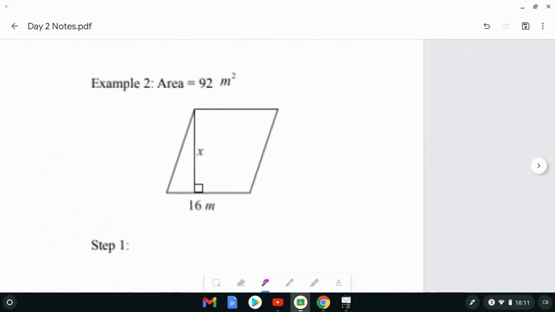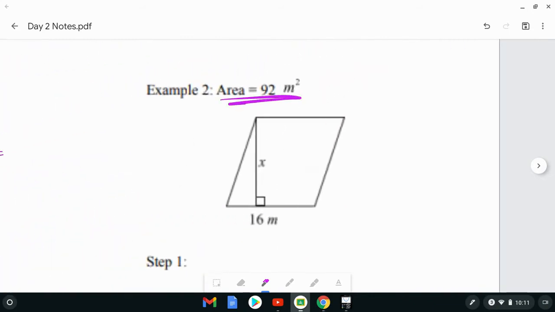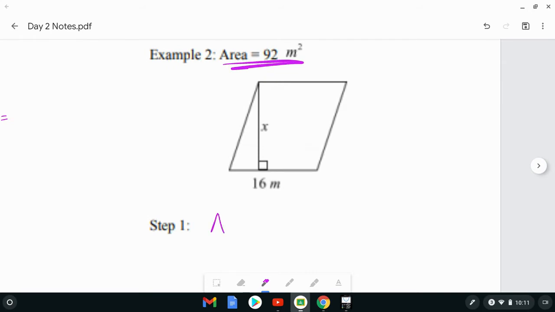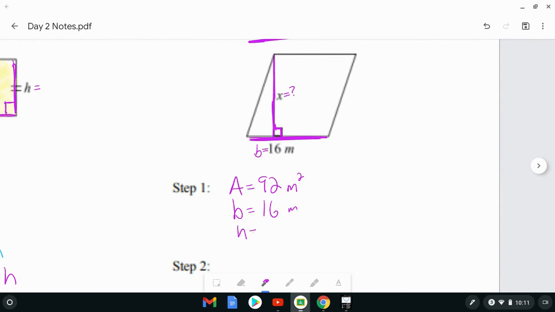If we look at example 2, again, they're giving us the area. 92 meters squared. So we know that A, the area, equals 92 meters squared. If we look at this one, this time again, this is a parallelogram. So they give us the base as the one side. So base is going to be 16. And the height, again, is that length that creates the 90-degree angle. So this time we don't know the height again. So the height is going to be x. That's what we're going to label it.